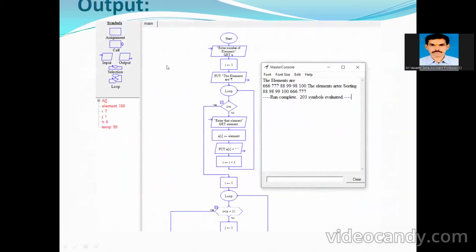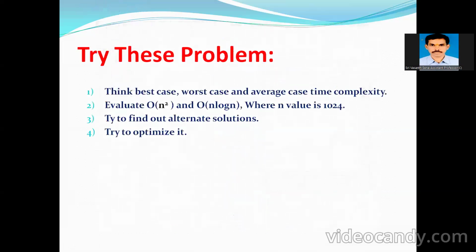Right? So this is the output. The elements are here: 666, 777, 88. The given elements, once we apply this strategy, it is bubble sort logic, the elements become 88, 98, 99, 100, 666, 777. So this process is repeated until all the elements become ordered. Right? In this way, you can try these problems.